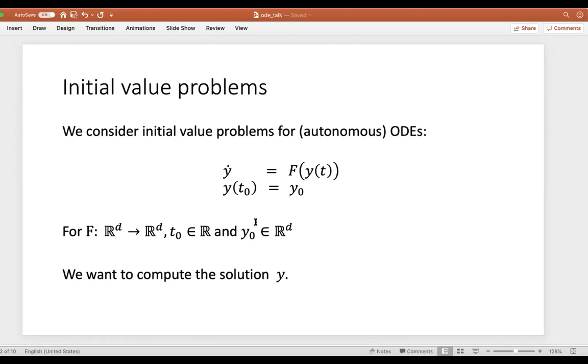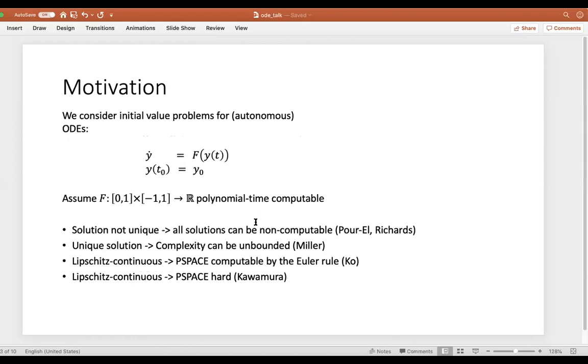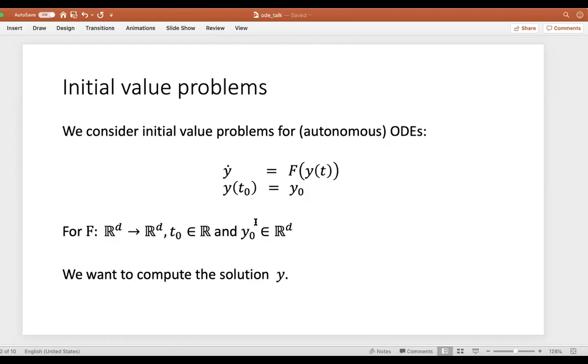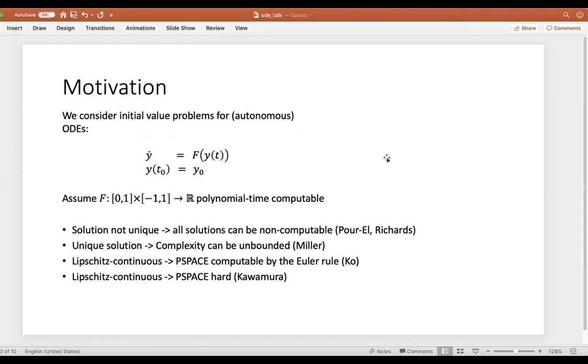Okay, so let's start. What I forgot to say is, this is the most general case, but in this talk I will only consider the case where f is analytic. The motivation behind looking at analytic functions comes from some classical results in real computability and complexity theory.